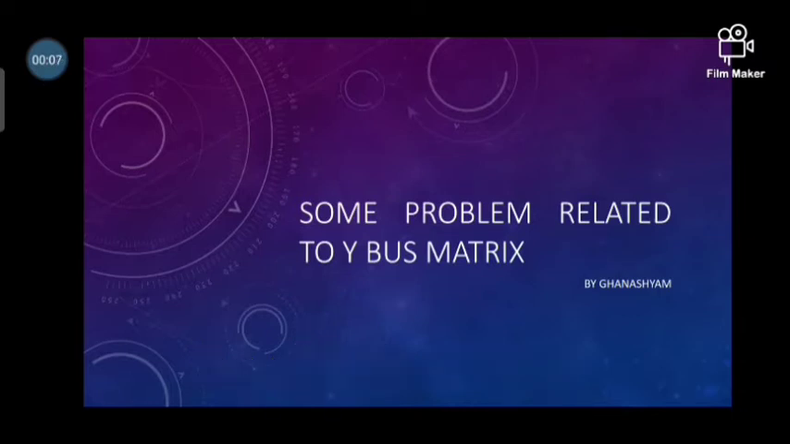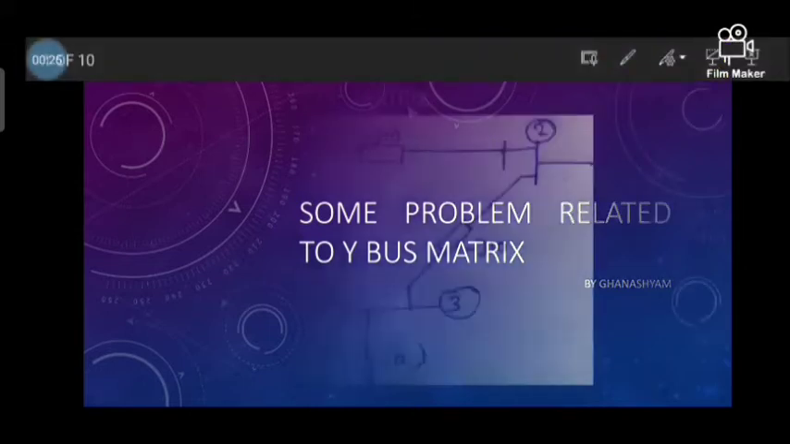So today we are going to discuss some problems related to the Y-bus matrix on the electrical power system. In the previous lecture we have already discussed the properties of the admittance matrix, and we have seen how it is formed. So today we are going to discuss, first, the problem of the number of transmission lines.